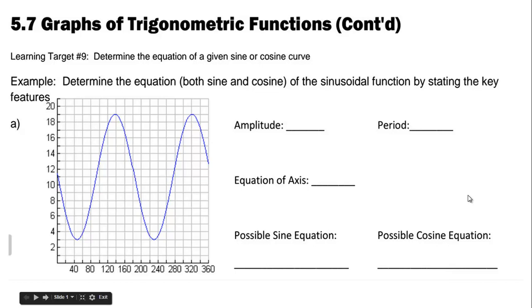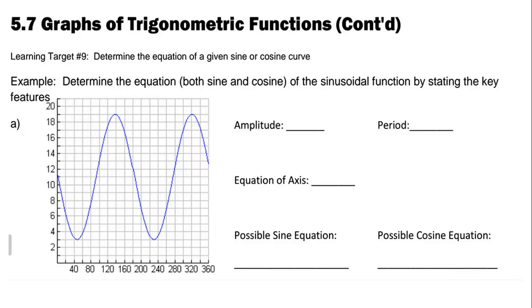Okay, welcome to lesson 8, a continuation of the graphs of trig functions lesson. Learning target 9 is determining the equation given a sine or cosine curve. So if you're given a curve like the ones given to you, these are really the examples we did in the previous lesson, coming up with the equation.